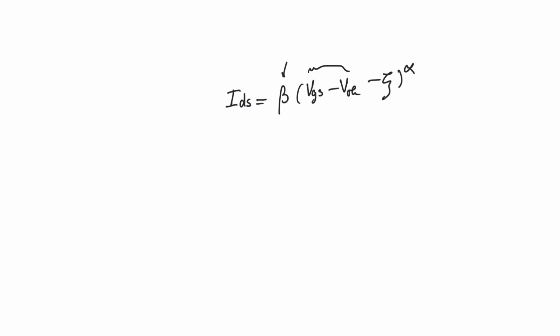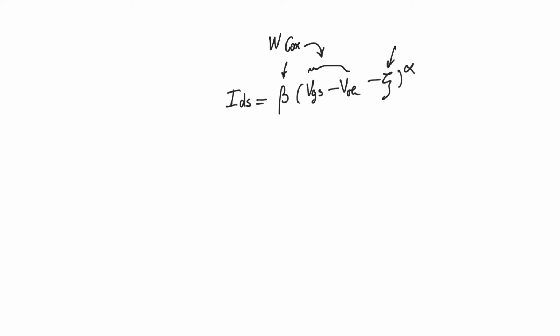The constant beta is always going to contain some expression of C oxide, because C oxide multiplied by this voltage is going to give us the charge that exists at the bottom of the MOS capacitor. And the more charge, the more current. So it makes sense for the capacitance to exist here. It's also going to contain W, most likely, because the wider the channel, the more the current.